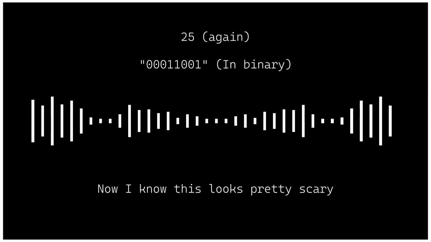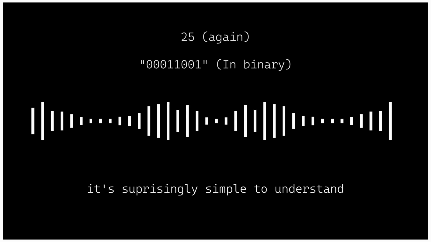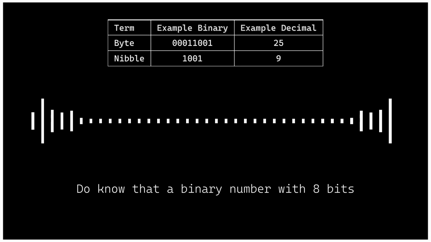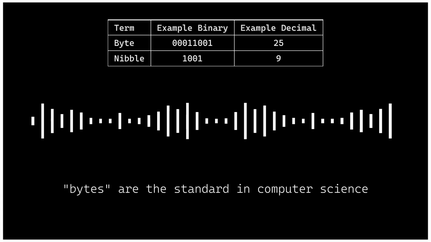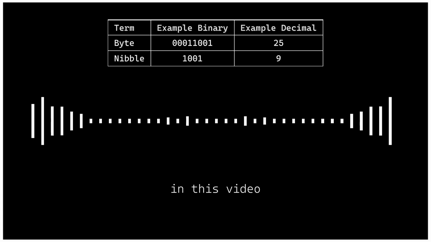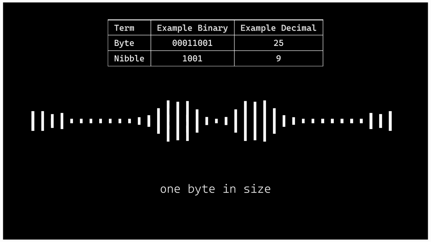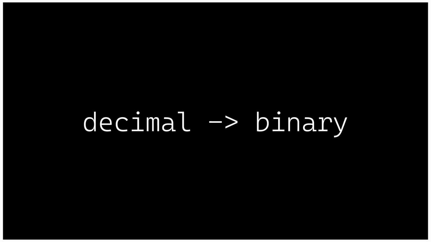Now, I know this looks pretty scary, but don't worry, it's surprisingly easy to understand. Do know that a binary number with 8 bits is called a byte, and one with 4 bits is called a nibble, but bytes are the standard in computer science, so all the numbers we will see in this video are going to be 1 byte in size or 8 bits long.